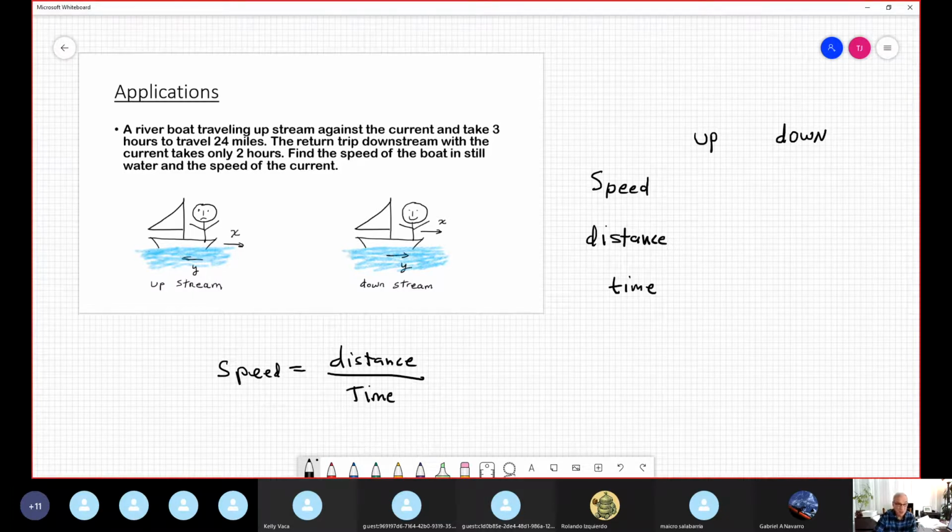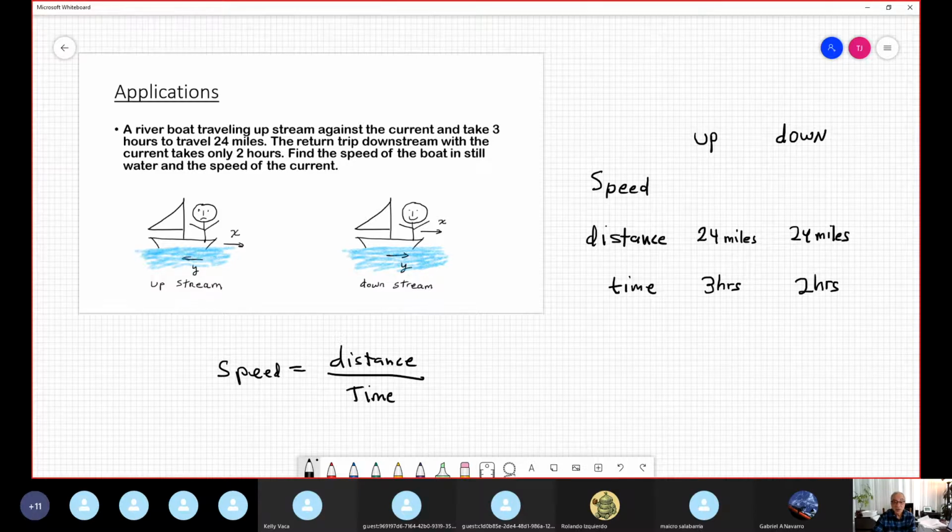Let me put in the table the information I have in my hand. I have the time, which is 3 hours here, and 2 hours. Okay, because when you go downstream, you go fast, because it's the sum of the speed of the boat plus the current. The distance is the same trajectory, this is 24 miles, in both directions.